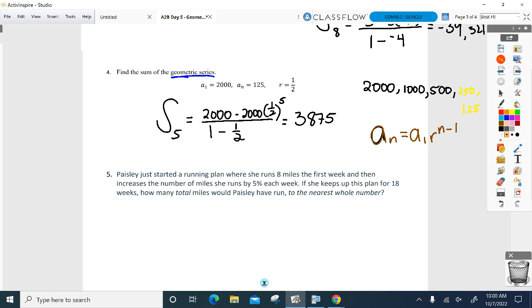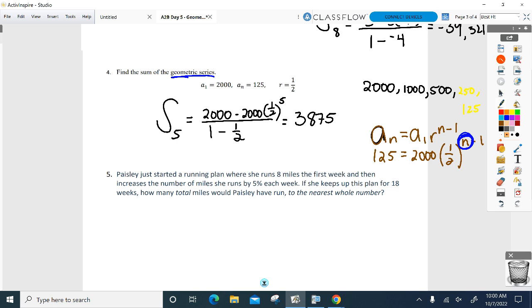All right, just humor me here for a second, please. Do you know any term in the sequence that's not the first? In this one, what was it? Okay, so I plug in 125. A1 was 2,000. R value was 1/2. And I would need you to solve for this n.